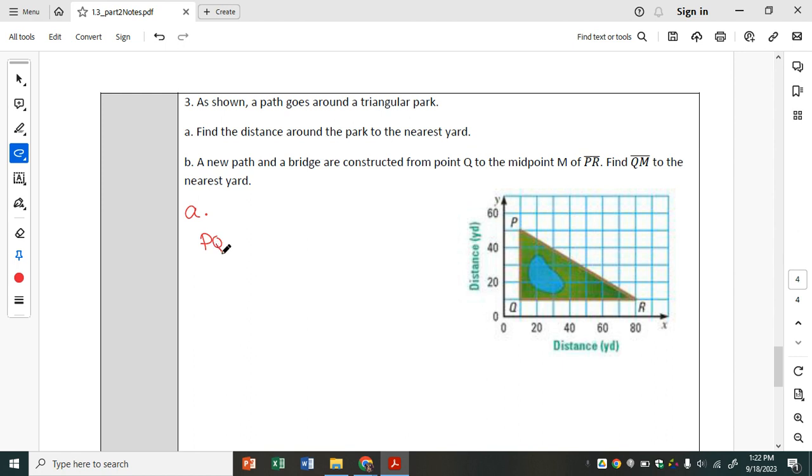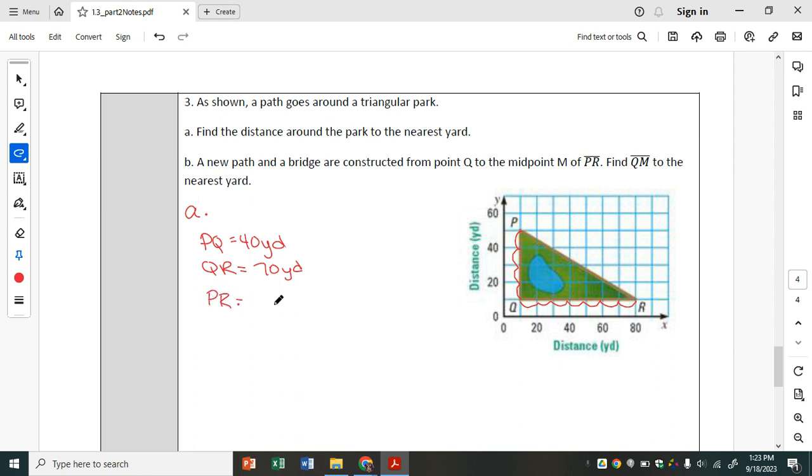So for PQ, if you just notice your scales here, we're going 10, 20, 30, 40 yards. If we're looking at QR, we're going 10, 20, 30, 40, 50, 60, 70 yards. So we don't need to use our distance formula on all three sides here. We will need it for PR, but we could count pretty easily for PQ and QR.